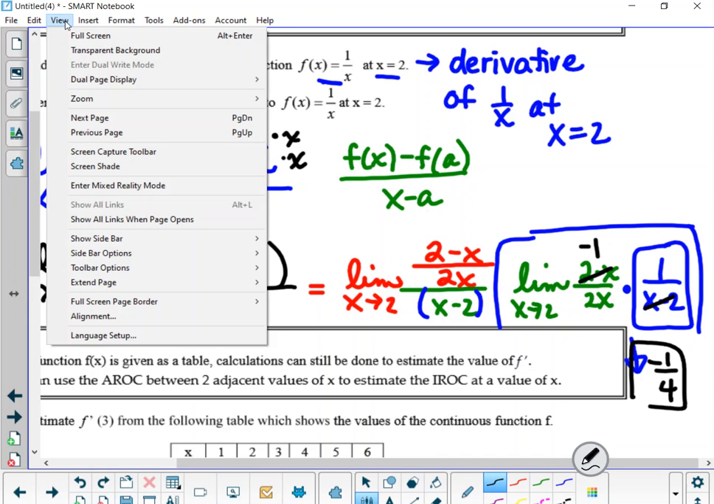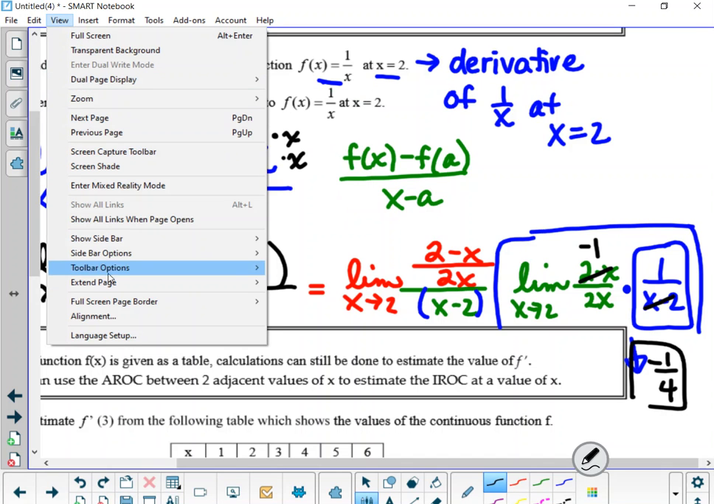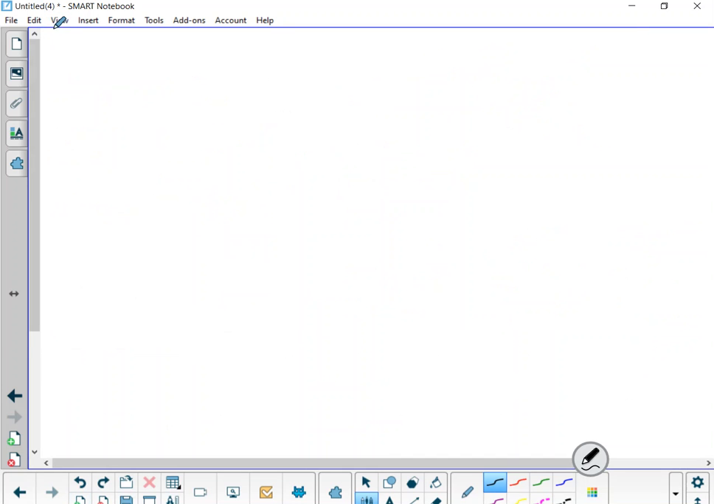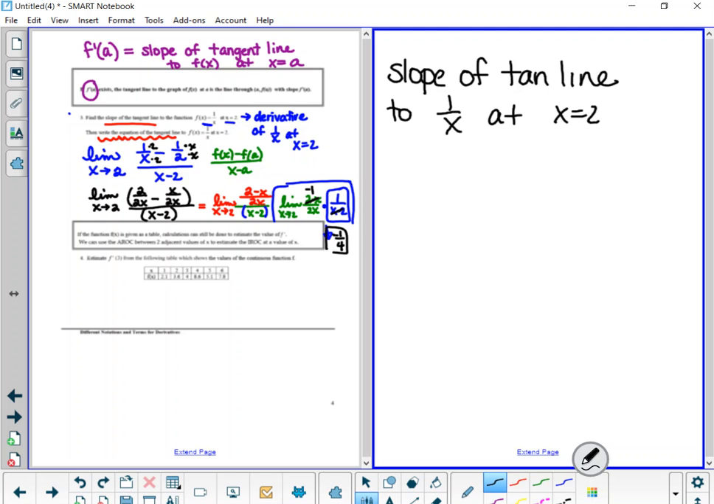Now, before you get to kind of like, oh, cool, we're almost done, that's only half of the problem. That is the slope. So what I just figured out is that the slope of the tangent line to 1 over x at x equals 2 equals negative 1/4. Now we're going to write that tangent line equation.